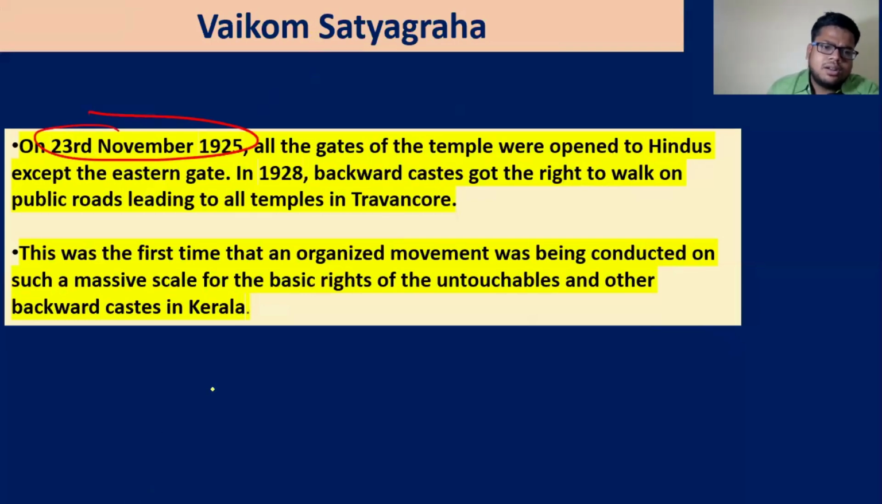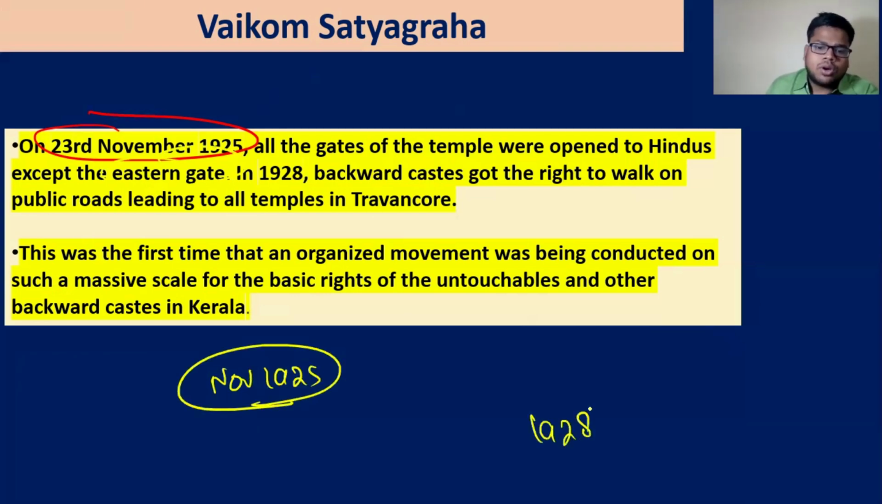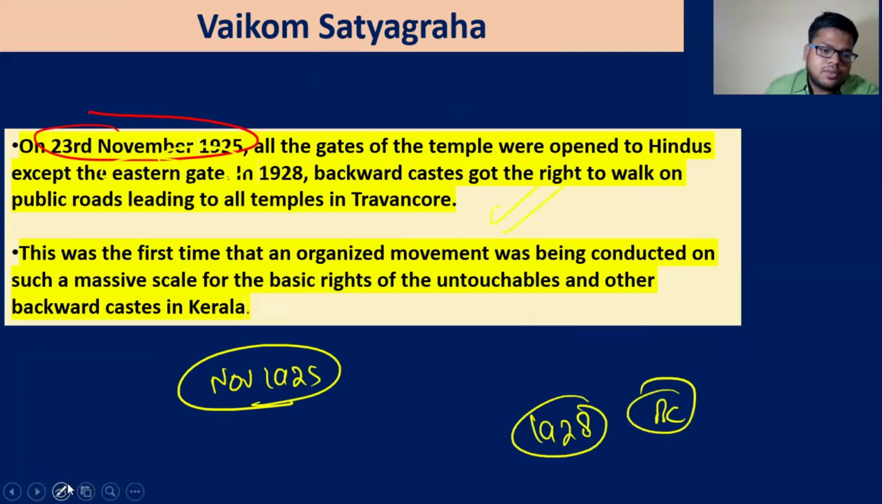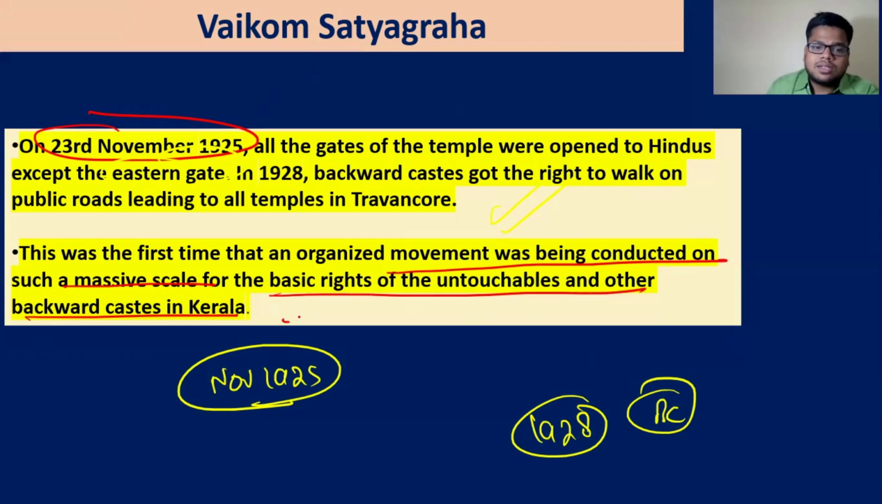Then what was the consequence? In November 1925, all the gates were opened except the eastern gate, and in 1928 the backward classes got the right to walk on the public road leading to the temple. It was the first time that an organized movement was conducted on such a massive scale for the basic rights of the untouchables and other backward classes in Kerala.